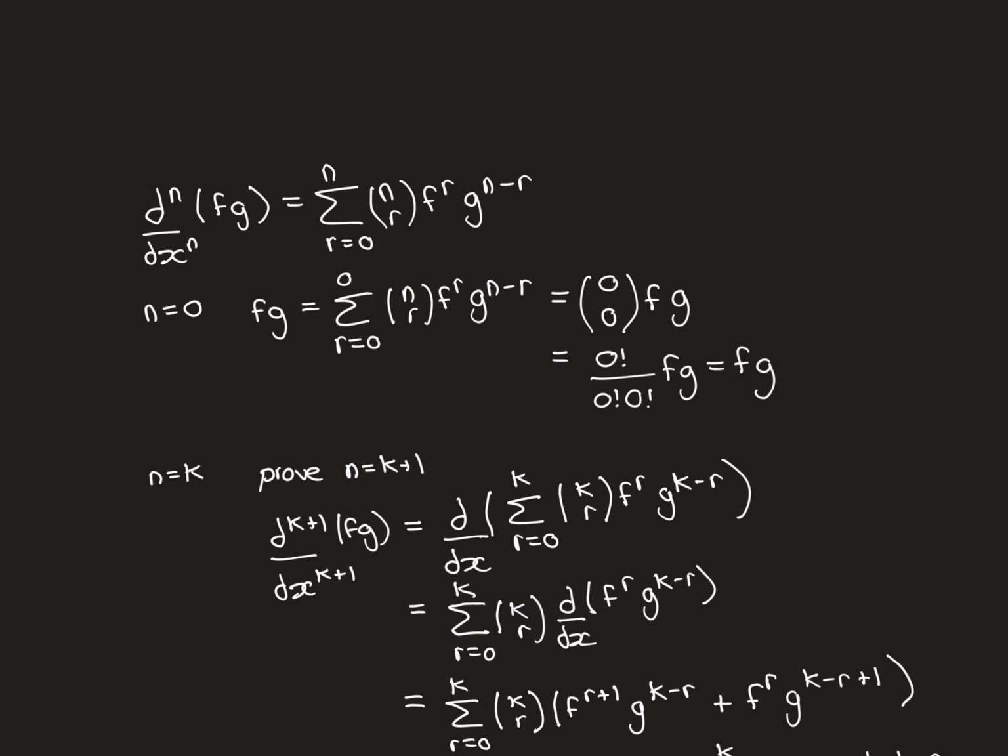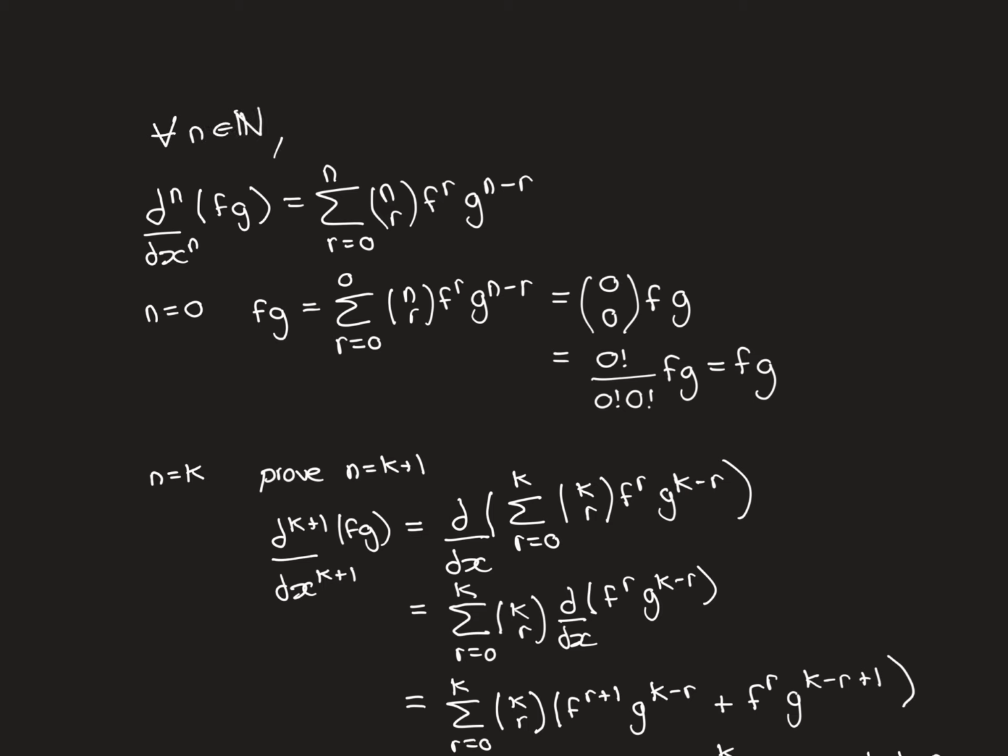So indeed, yes, we can now write for all little n an element of the natural numbers, this holds true. That is the Leibniz rule. So we'll end the video there.